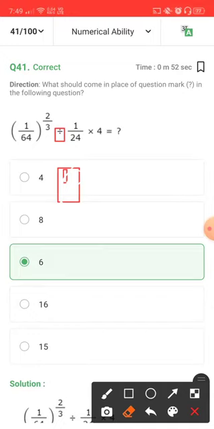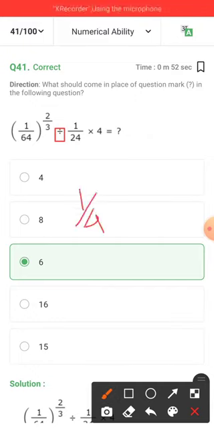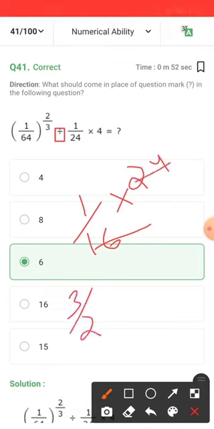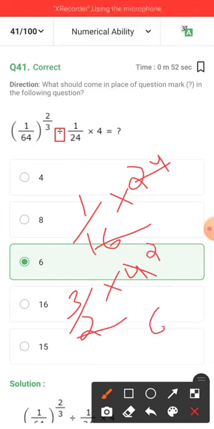I need to work on this. Okay, so 1 by 64 became 1 by 4. So raised to it became 1 by 16. 1 by 16 into 1 by 24 became 24. So dividing this we get 3 by 2. 3 by 2 into 4, 2, 3 into 2, 6.